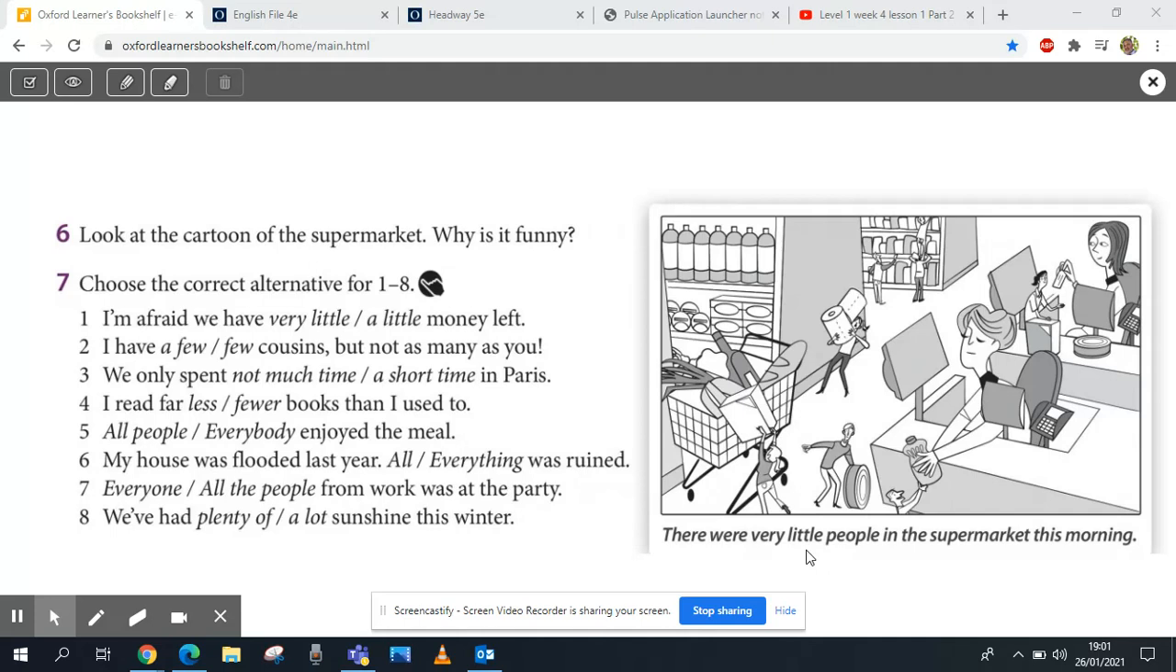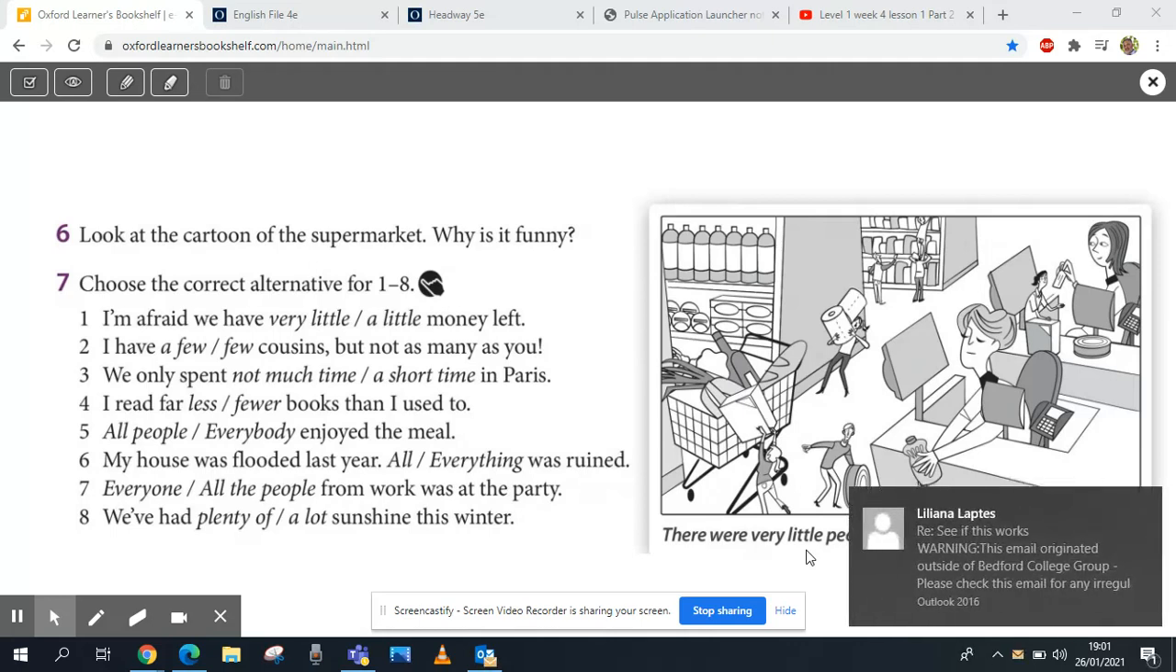Okay, I speak very little Italian. I know very few words of Italian. So we use very little if it's uncountable, and we use very few if it's countable. So it should be there were very few people in the supermarket this morning. And as I was telling my afternoon group when we spoke live, we tend to use few and little with very and also with how.